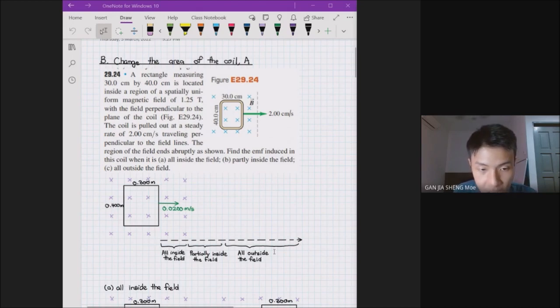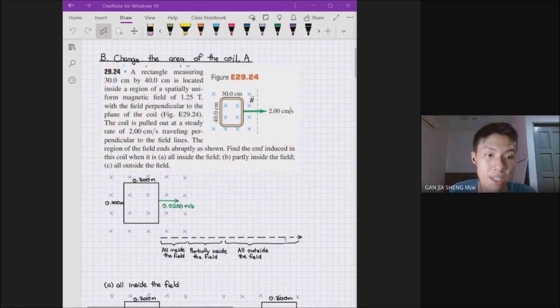So at the earlier phase of the journey, you will see the whole loop has magnetic field passing through it. After some time, when you enter another phase, only a portion of the area of the loop has magnetic field passing through it. And if you travel further, there's no magnetic field passing through the loop. That is the situation we are given, and they ask us to determine the EMF induced at these three different phases. So let's study the first phase first, all inside the field.